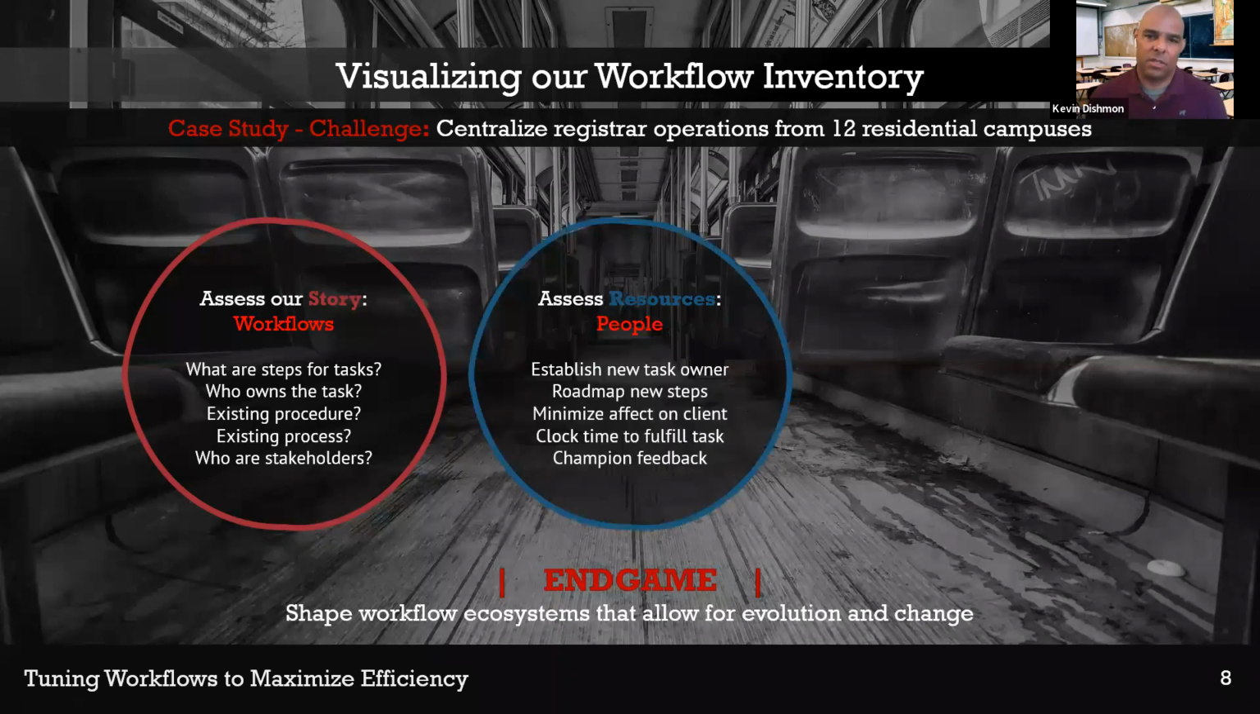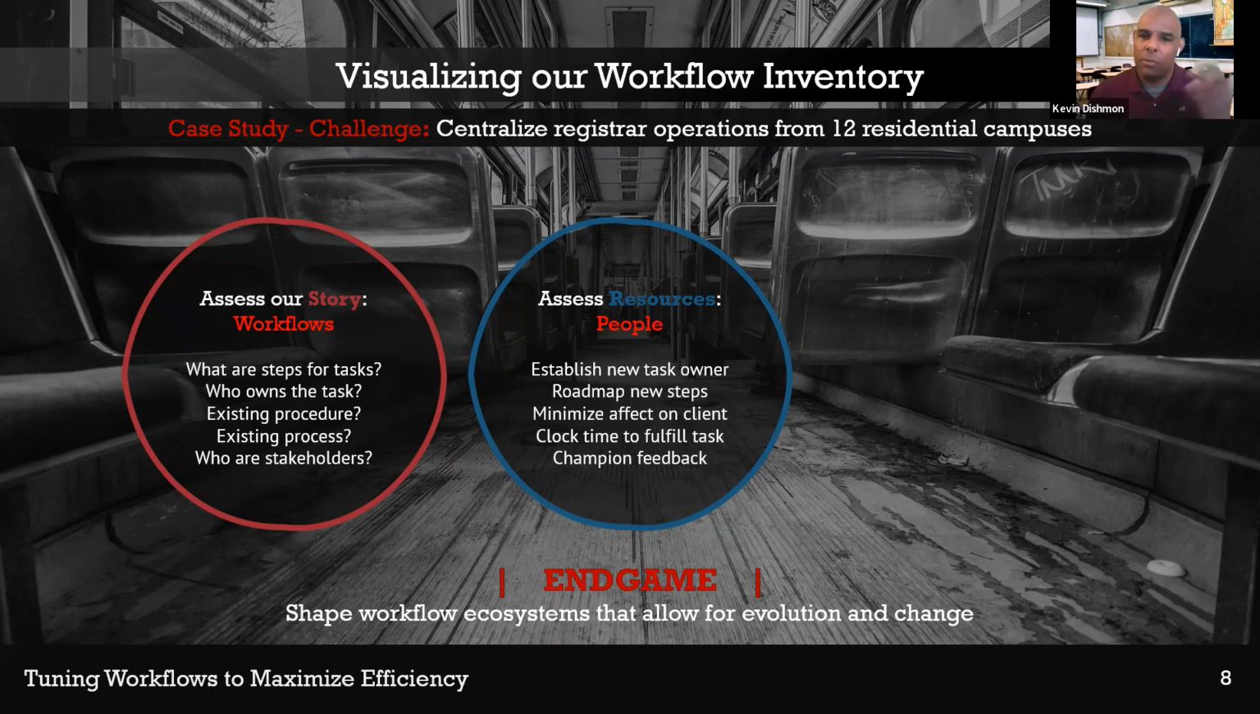Number 2, I had to assess the resources. What kind of resources do I have in order to move these 12 operations in-house to the 5 full-time people that I had on my team? I had to establish a new task owner. So some things I had to centralize, and decide, okay, how am I going to centralize this? Am I going to give transcripts to this one person, or am I going to split it between these 2 people, or am I going to take the number of campuses and split them across 5 people? So that was a challenge.